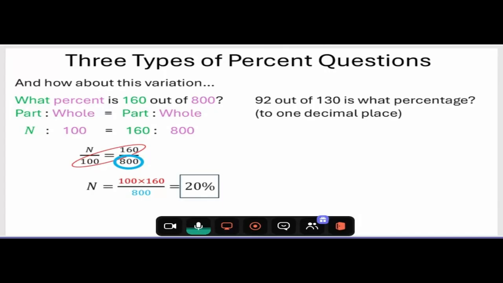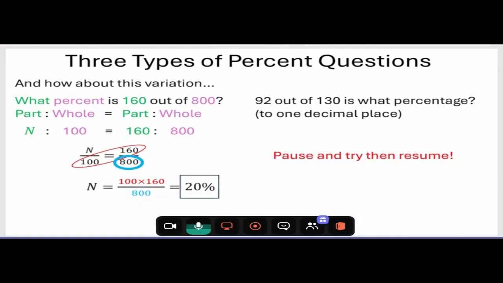And as we did in the other two, you've seen one example of this type. Try one yourself. All right, so here we go. 92 out of 130 is what percentage? Notice I always like to start with my percent on the left-hand side there. So what out of 100? What percentage goes on one side? And then 92 is the part, and 130 is the whole.